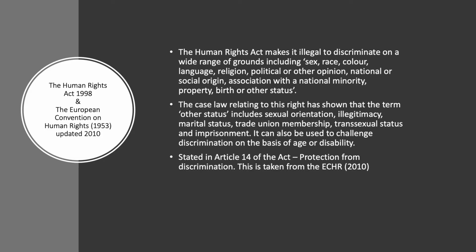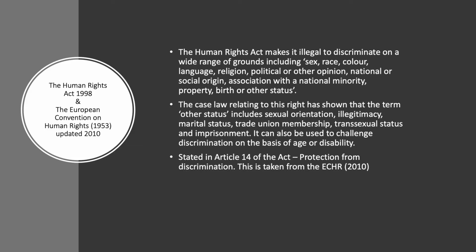Okay, so we've looked at the Equality Act. We're now going to look at 2 other forms of legislation. First one is the Human Rights Act, which came into force in 1998. And then there's also the European Convention on Human Rights. This was originally introduced in 1953 and was later updated in 2010. So, with regards to equality and diversity, we know that the Equality Act states that you must not treat people differently, and it lists those 9 characteristics.